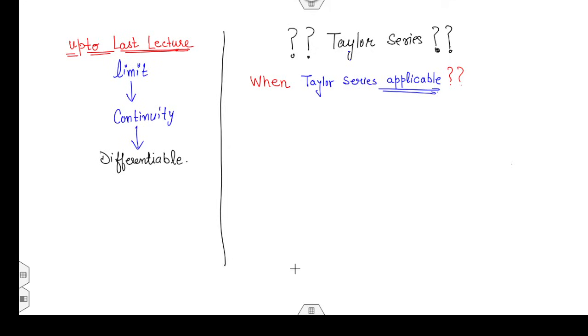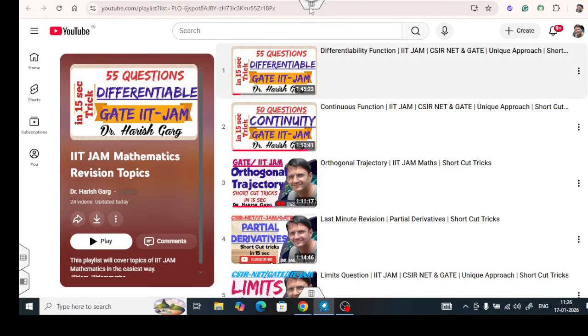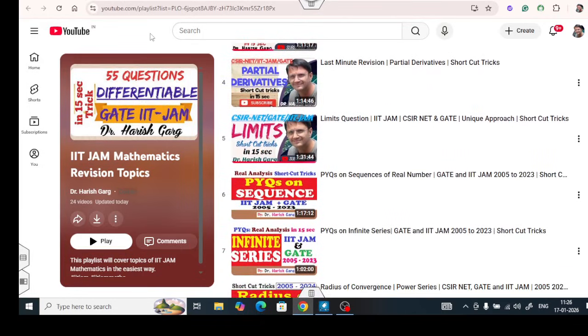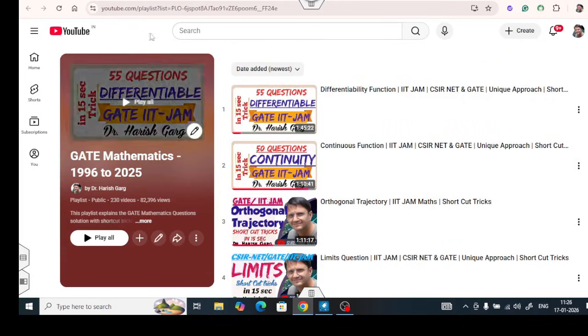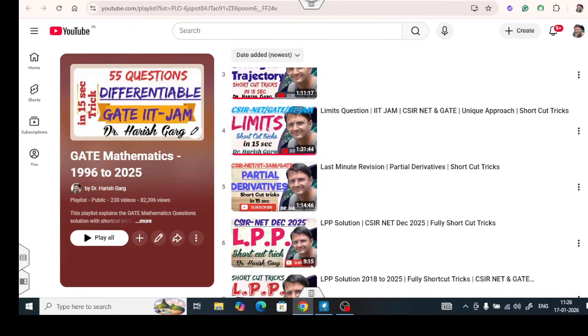Now, what we have discussed so far, we have learned the concept of limit, continuity and differentiability. Based on this limit, continuity and differentiability, I will explain the idea and shortcut tricks related to the Taylor series. You can watch my three lectures available in my playlist IIT JAM Mathematics. You can see differentiability, continuity, partial derivative, limits, sequence, all are available. If you are a student of GATE Mathematics, you can see these lectures in the GATE Mathematics playlist.